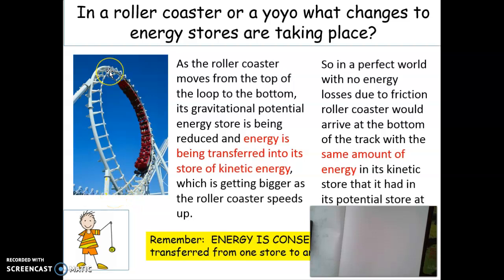If we were in a perfect world and there were no losses due to friction, no energy dissipated to the surroundings, then our EP up here would be the same as our EK, kinetic energy, down here. So in an ideal world, no losses due to friction. There's a great video for you to watch which explains that, and then I'm going to run through a roller coaster model as well.